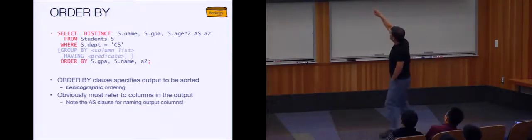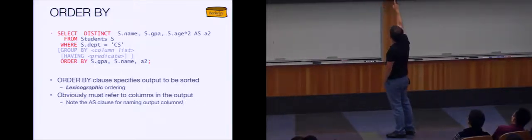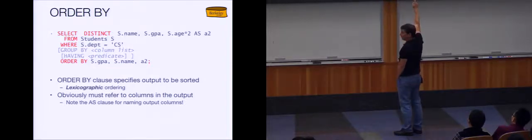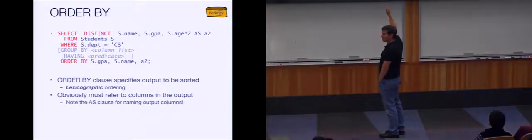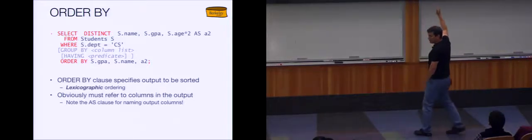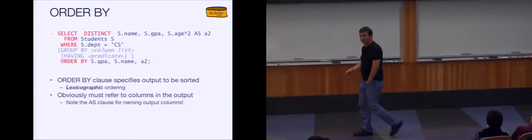But the lexicographic thing means we're going to sort by GPA, and if there's ties on GPA, we're going to sort by name. And amongst the ties on GPA and name, we will sort by this expression A2. All right, so this lexicographic ordering means you sort by the attributes in order, and then you break ties by looking at more attributes going right. Does that make sense? That's what the dictionary does with letters, right?